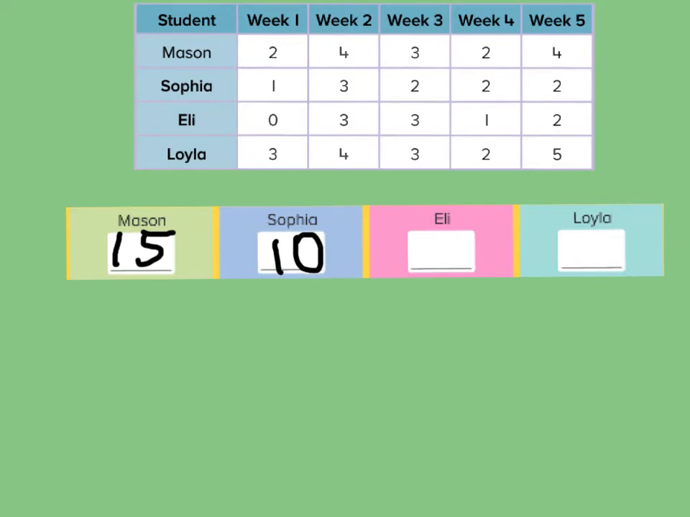And then I'm going to do Eli. So we've got double 3 is 6, and another 3 is 9. 9 for Eli. And the last person, Loyola, has, let's see, 5 plus 2 and 3 make 5. So 5 and 5 is 10. 4 and 3 is 7, so she has 17. So from my adding up already, I can already see that Mason here, no, not Mason, let me check. Loyola read the most books in the competition, followed by Mason, then Sophia, and then Eli.